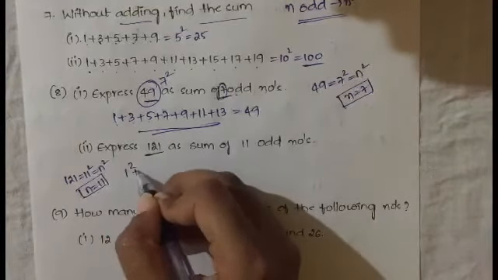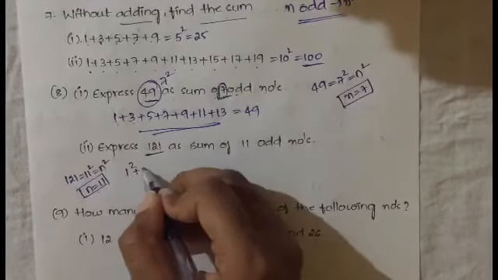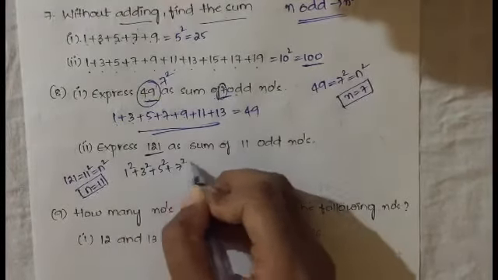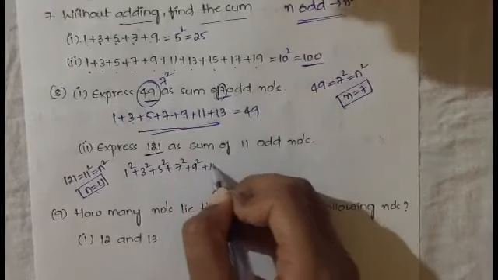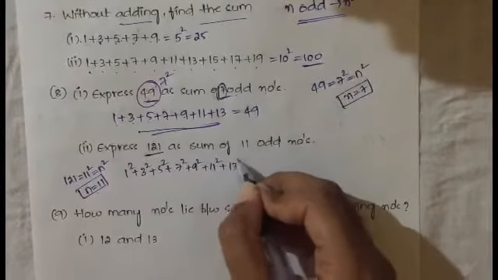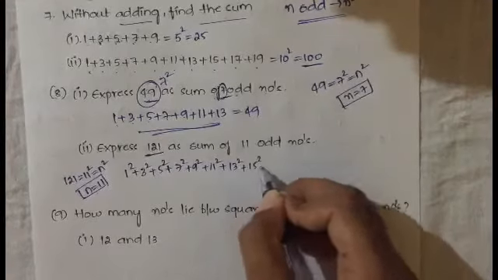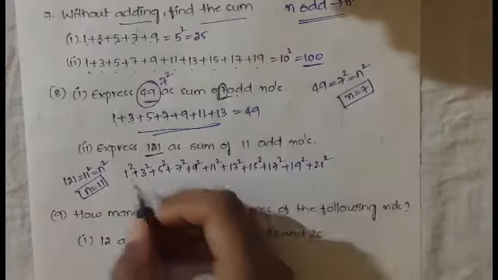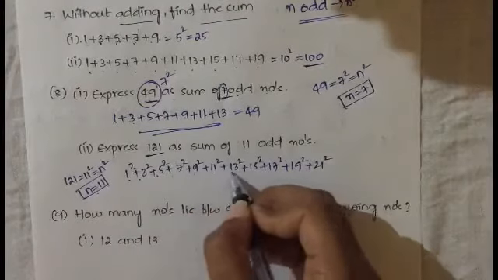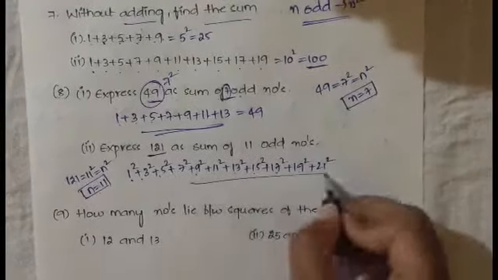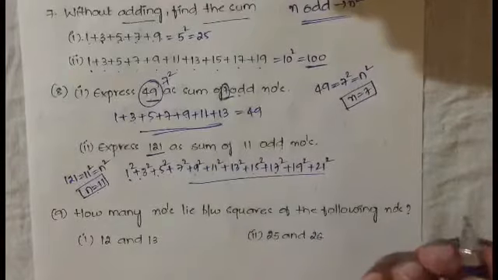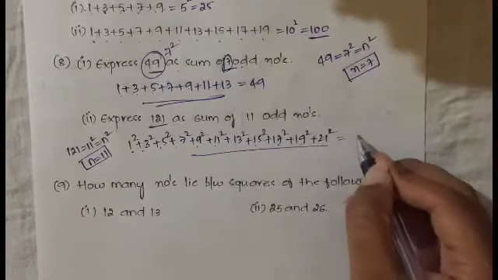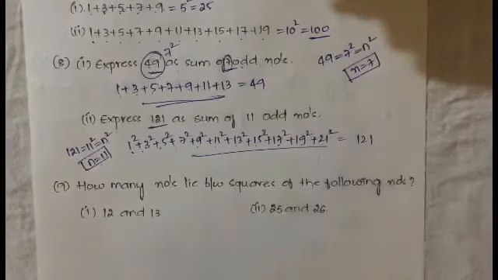Sorry, not natural numbers, odd numbers. 1 square, 3 square, 5 square, 7 square, 9 square, 11 square, 13 square, plus 15 square, plus 17 square, plus 19 square, plus 21 square. 1, 2, 3, 4, 5, 6, 7, 8, 9, 10, 11. 11 squares. Got it? First 11 odd number squares you can express as 121. Clear?